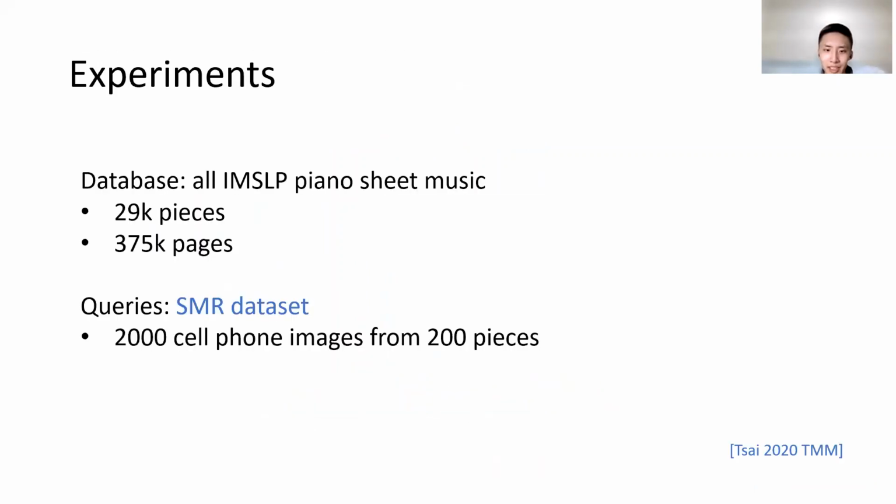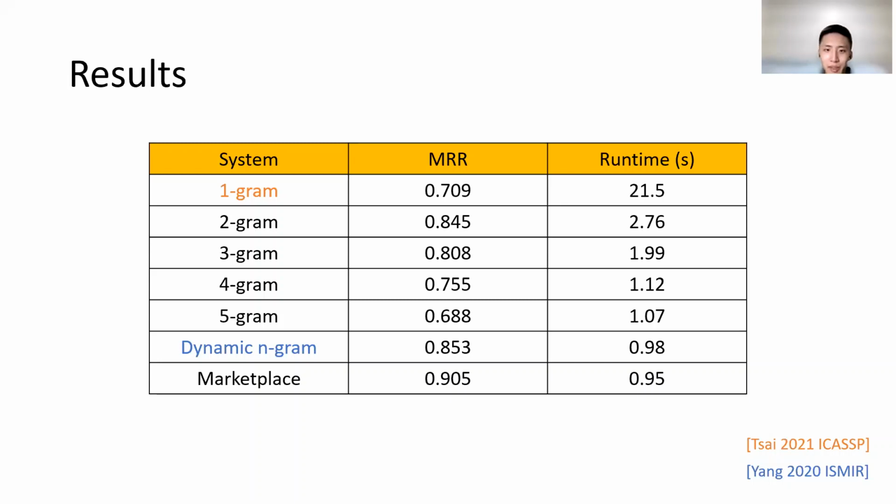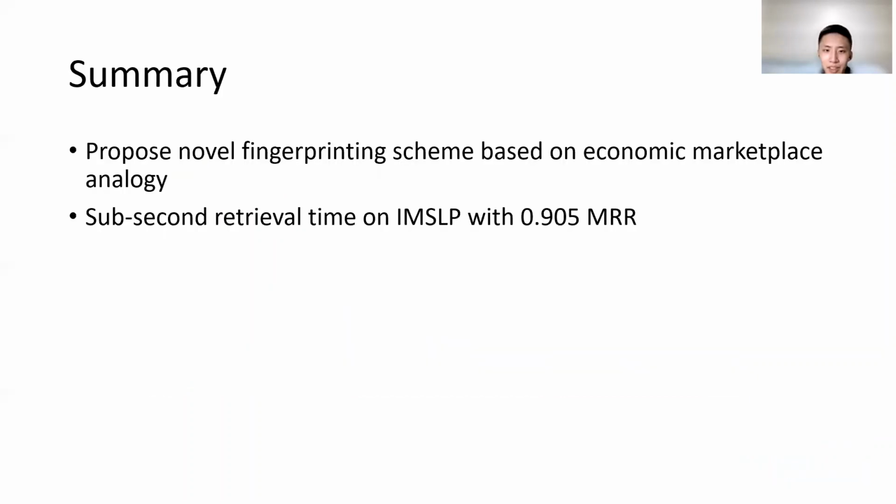Our database consists of all piano solo sheet music at IMSLP, and our queries consist of 2,000 cell phone images from 200 pieces. We compare the marketplace approach to several other previously proposed systems. Our system has the highest accuracy and lowest runtime of all systems. In summary, we present a novel marketplace fingerprinting system that is able to search all IMSLP solo piano scores with 0.905 MRR and sub-second retrieval time.